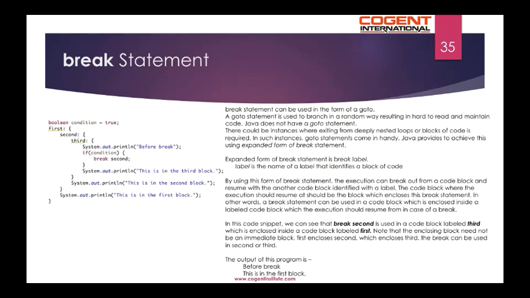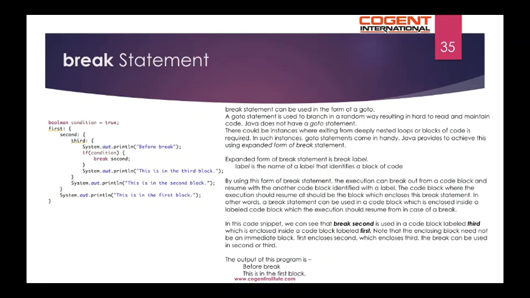The expanded form of break statement is break followed by a label. Label is the name of a label that identifies a block of code. By using this form of break statement, the execution can break out from a code block and resume with another code block identified with a label. The code block where the execution should resume should be a block which encloses this break statement. In other words, a break statement can be used in a code block which is enclosed inside a labeled code block which the execution should resume from in case of a break.